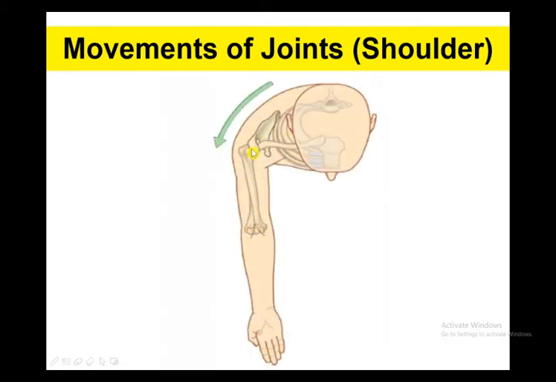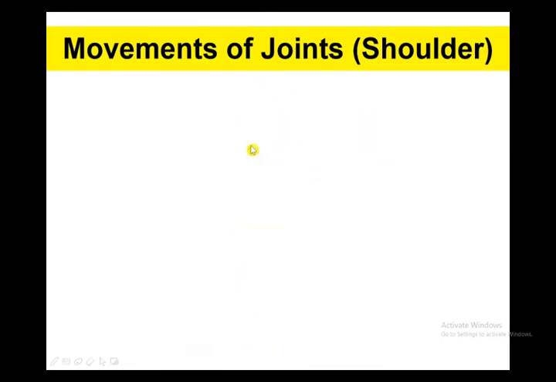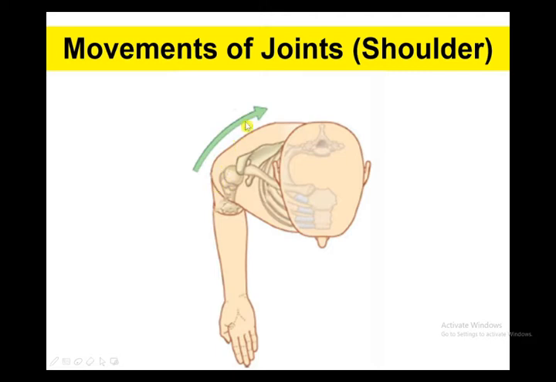If you move your shoulder, especially the shoulder blade, the scapula, forward, we call this movement protrusion, and movement back, retrusion.